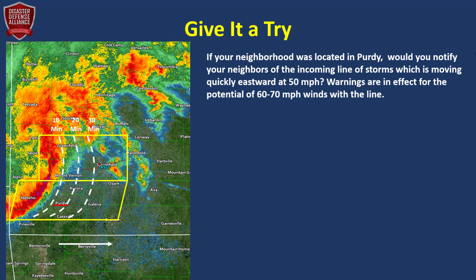Warnings are in effect, likely for the potential for 60 to 70 mile per hour wind gusts along the leading edge of this line, again where we have a tight reflectivity gradient, particularly for the southern portion of this line of storms. Should your neighbors be notified of the warning now in effect and the line of storms heading their way? Hopefully you got the answer right by saying yes. Purdy is directly in the path of this line of storms, particularly the more intense southern part of the line.